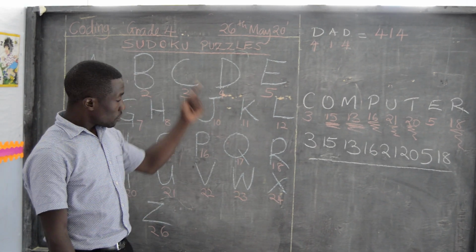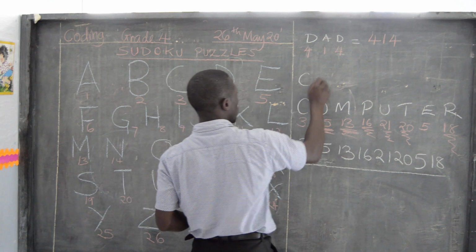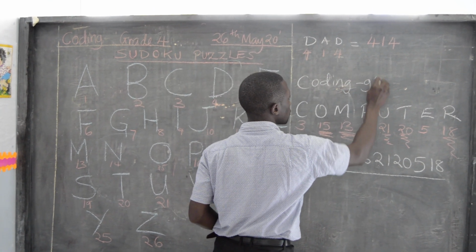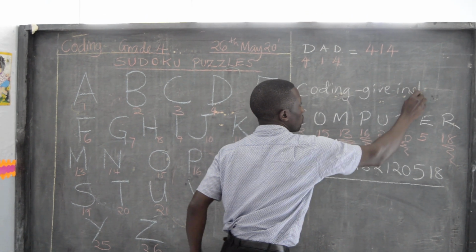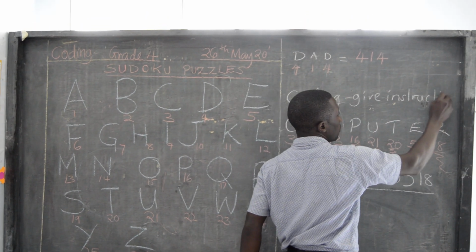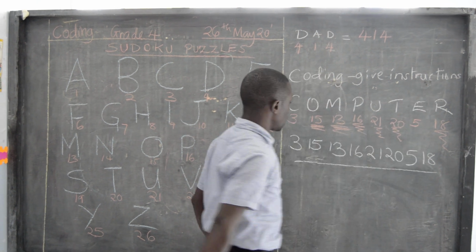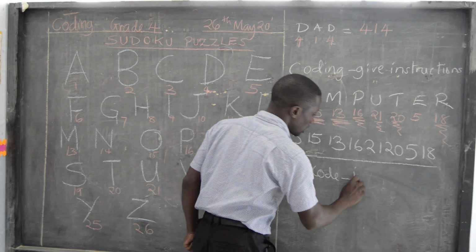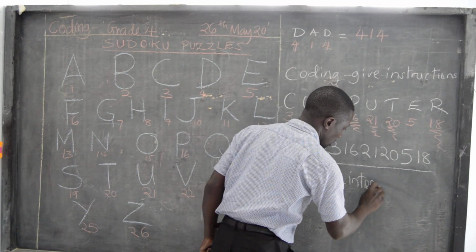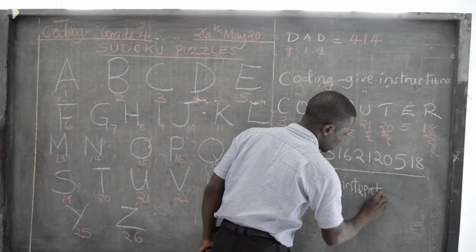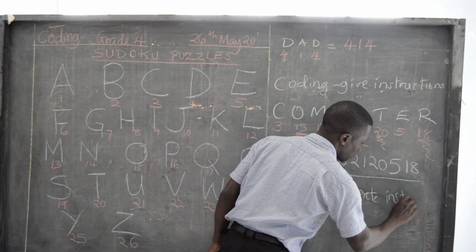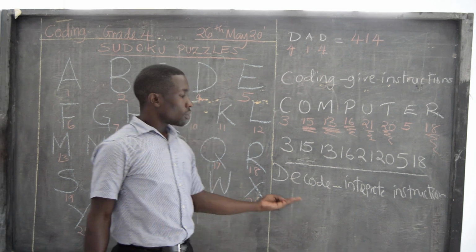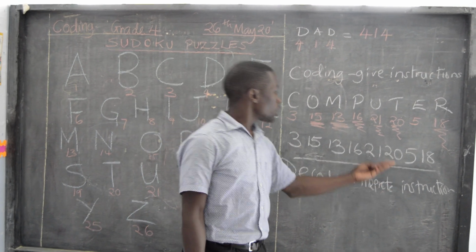Now, I want us to decode. Here we were coding, and I said coding is to give instruction to the computer. Remember, your brain just acts like a computer. Now we are going to decode. To decode is to interpret instruction, a way of understanding or interpreting the instruction.